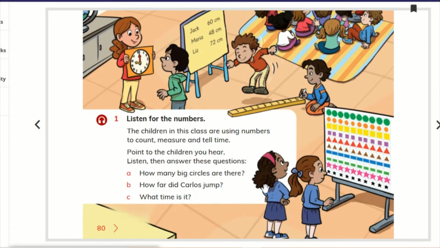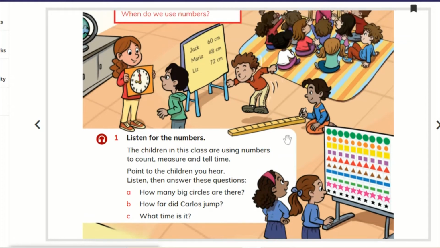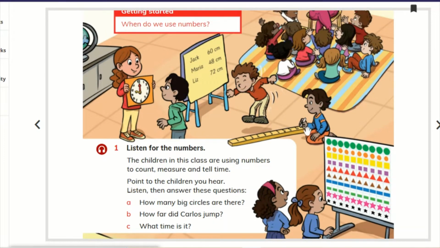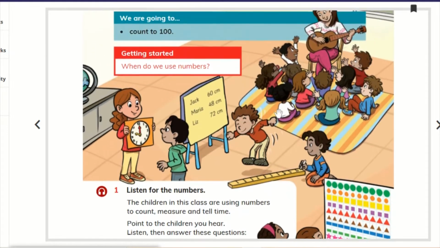Now, these two girls, they're counting the number of shapes. So how many circles are there? How many yellow squares are there? How many stars are there? Okay. So if we were to look now, he's jumping from here till here. We don't know what it is. So let's listen to the track and then we will know how far Carlos jumped. Okay. And what time is it now? 10 o'clock. Right? Okay. So let's just listen to it.